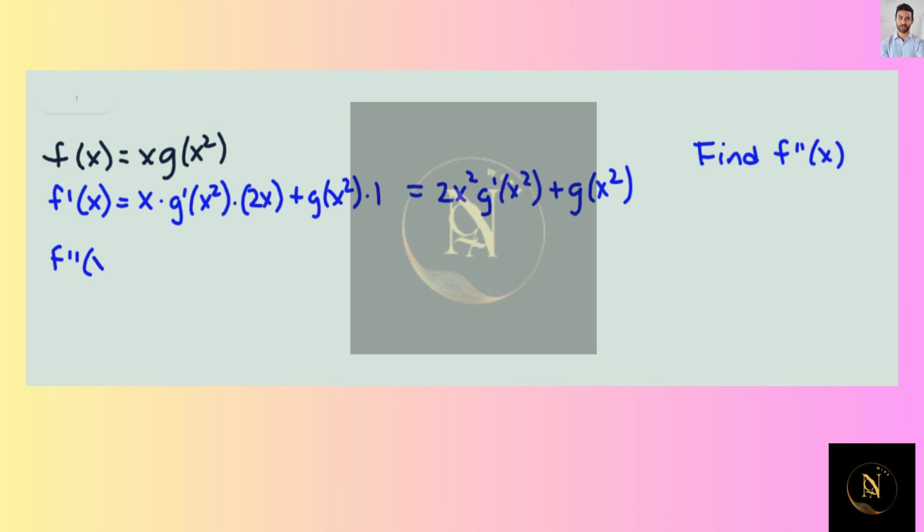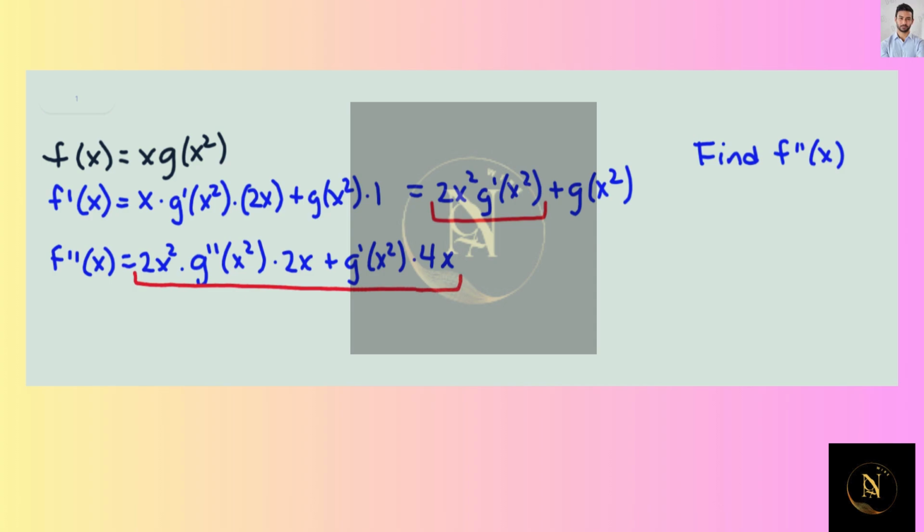So f double prime, notice we have a product again, so we're going to use the product rule on that. So we have the first, 2x squared, times the derivative of the second. So the derivative of g prime would be g double prime of x squared times the derivative of the inside, 2x, plus the second, g prime of x squared, times the derivative of the first. The derivative of 2x squared would be 4x. So all of this was the product rule on the first part. Now we still have plus the derivative of the second part. And the derivative of g would be g prime of x squared times the derivative of the inside, 2x.